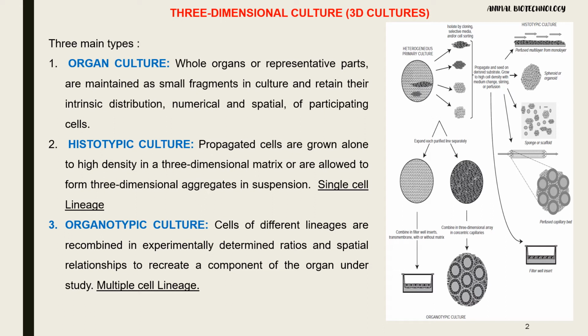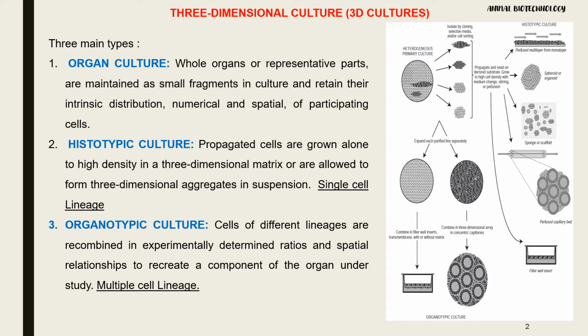Organ culture. Organ cultures are cell cultures obtained from native tissue. They are a heterogeneous cell mass representing the whole organ or a part of the tissue. They retain the histological characteristics in vivo.